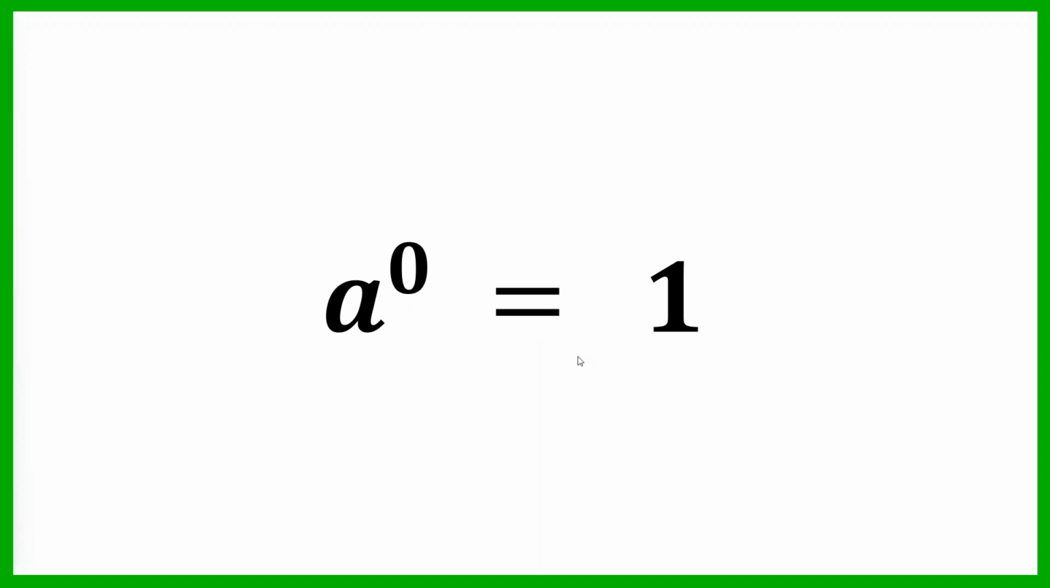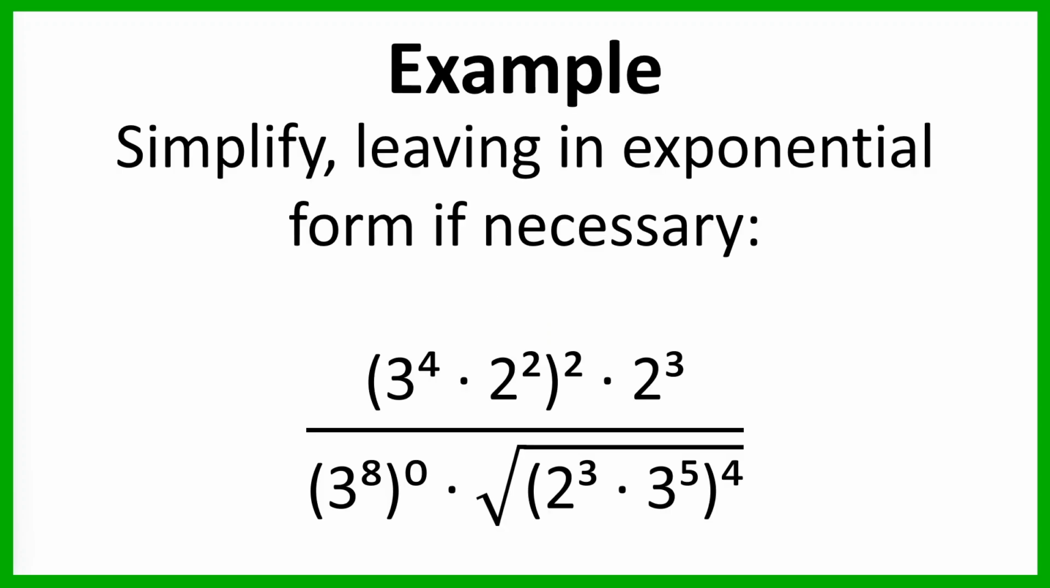Okay, so now let's go and have a look at our first example where we're going to be applying these laws. In this example, we need to simplify, leaving in exponential form if necessary. Okay, so the question we've got here is 3 to the power of 4 times 2 squared, all in brackets squared, times 2 cubed, and that is all over 3 to the power of 8 in brackets to the power of 0, and then the square root of 2 cubed times 3 to the power of 5 in brackets to the power of 4. Okay, so let's have a look at how we would do this question.